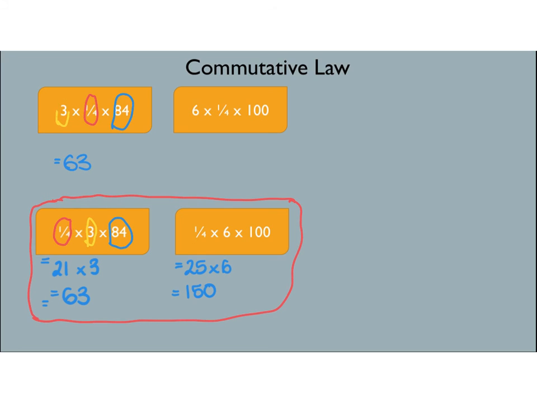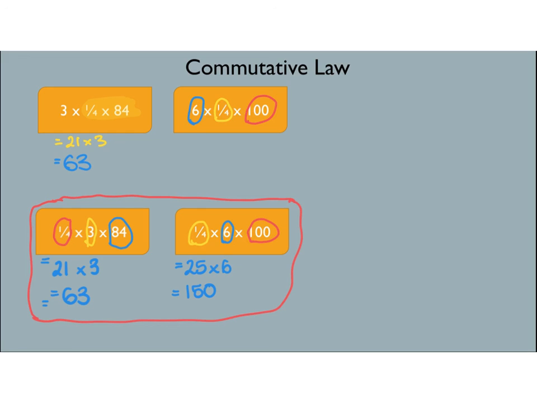So if I just rub some of this out, tidy it up, there we go. Same as the last one, I would actually work out a quarter of 84 first, rather than working out a quarter of 3. So a quarter of 84 gives me the 21, and then I'd multiply by the 3 to get the 63. Now if you look at the second question, it's the same thing going on here. We've got a quarter and a quarter. It's the same numbers in a different order. We've got the 6 and the 6 and the 100 and the 100.